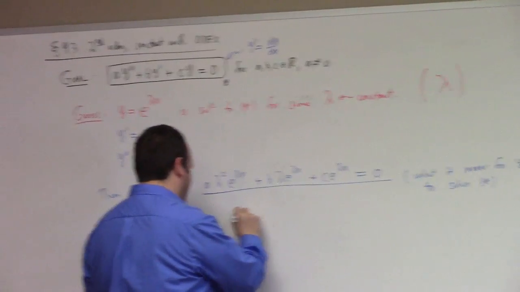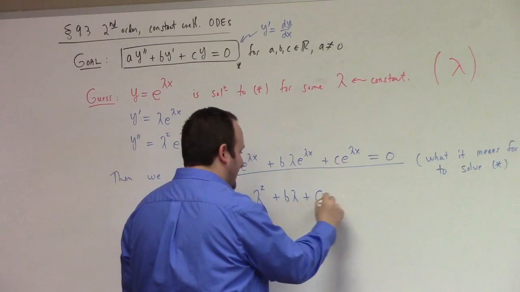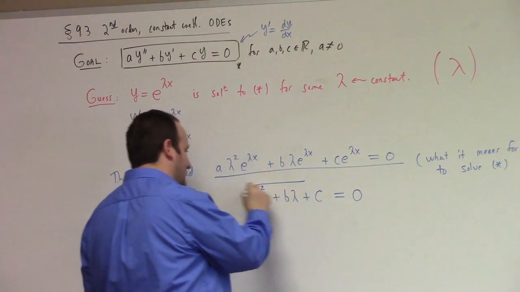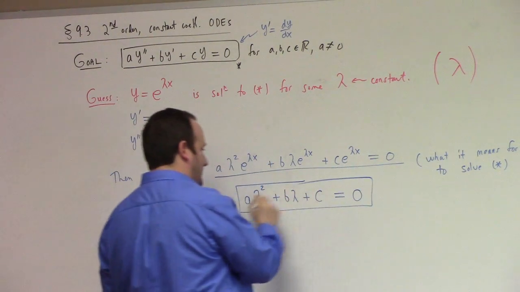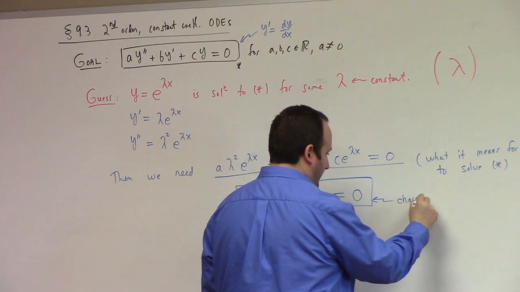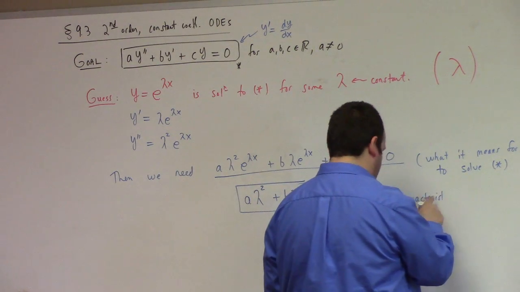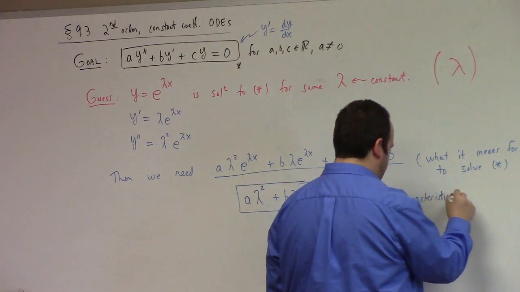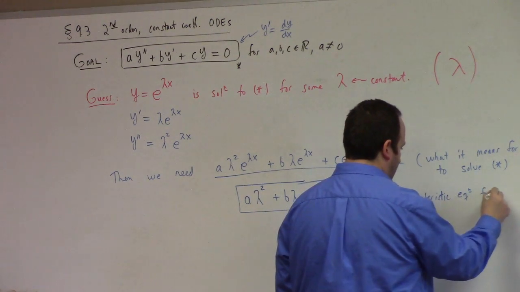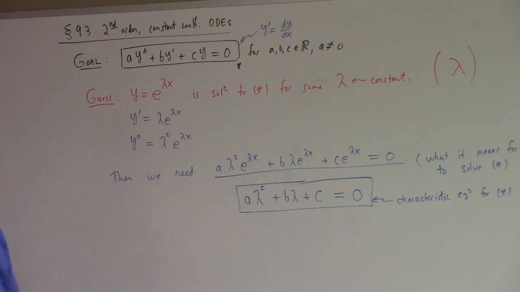So a lambda squared plus b lambda plus c equals 0. Now this is important. This has a name. This is the so-called characteristic equation for star. Apparently, if we can solve the characteristic equation, we can solve star.